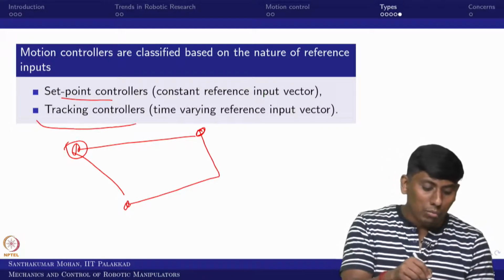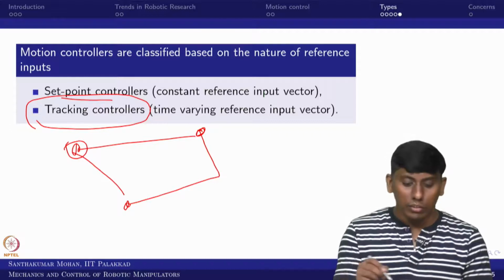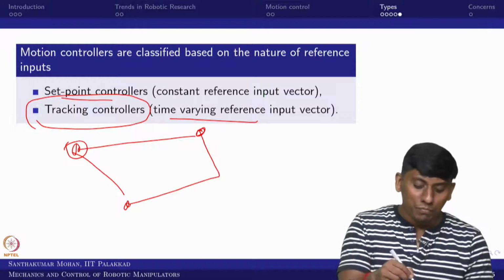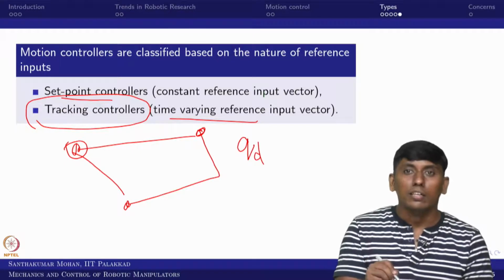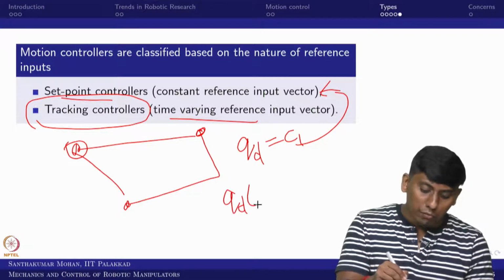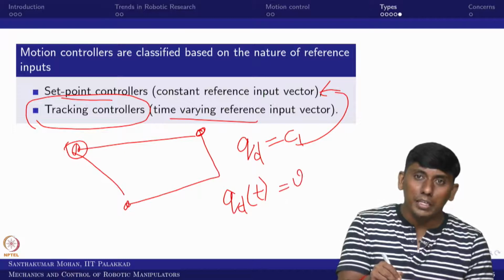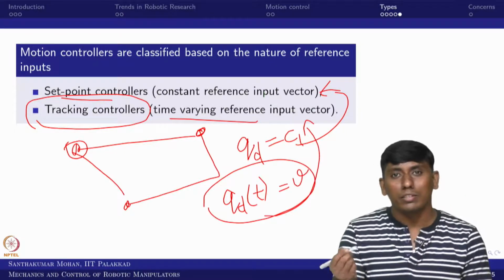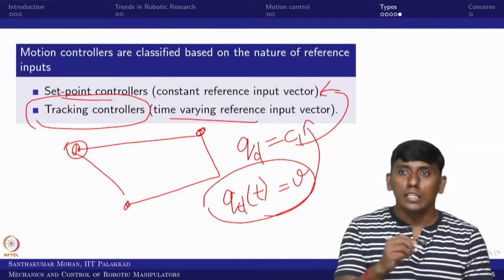But more commonly we use tracking, where a time-varying reference input is given. For example, Q desired is the reference. This is constant for the set point, but Q desired of time is a variable. This is what we use for tracking control or servo control. So these are the types.